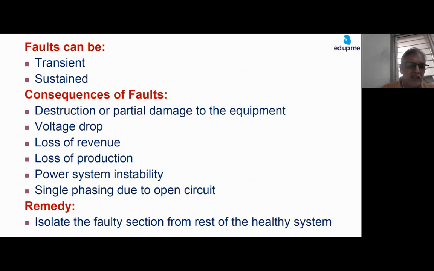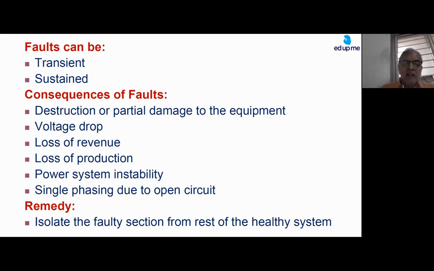Cascaded tripping occurred in the year 2012 in the northern and northeastern grid. About 22 states were dark. They did not receive power, and power could be resumed only after 4 to 5 hours. Power resumption is not that fast. The western region people were saved because we islanded ourselves somehow. So power system instability is the greatest consequence of the fault.